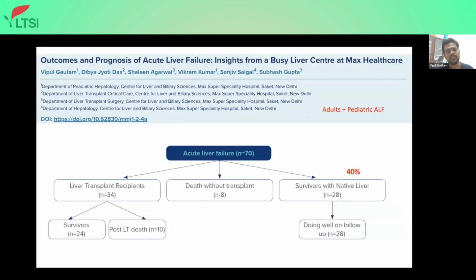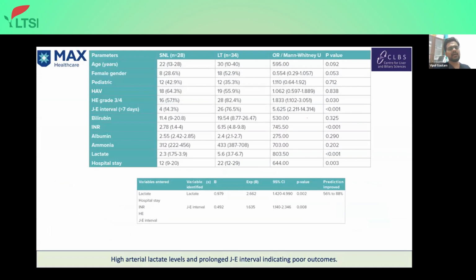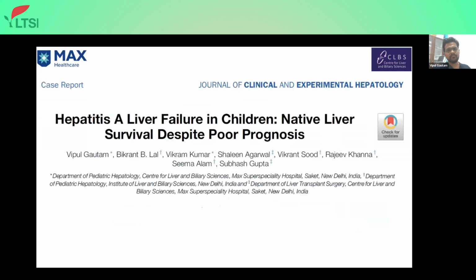Next. This is the same study which I quoted initially. In this study, we had almost 40% of patients who survived with native liver. And we do not use any LEDs as plaques or CRRT routinely unless indicated. Next. In this study, high arterial lactate and prolonged INR came out to be poor prognostic markers, and we all know that. Next.